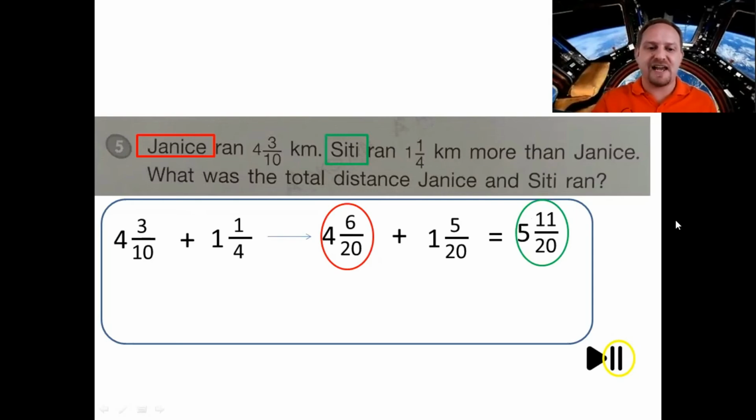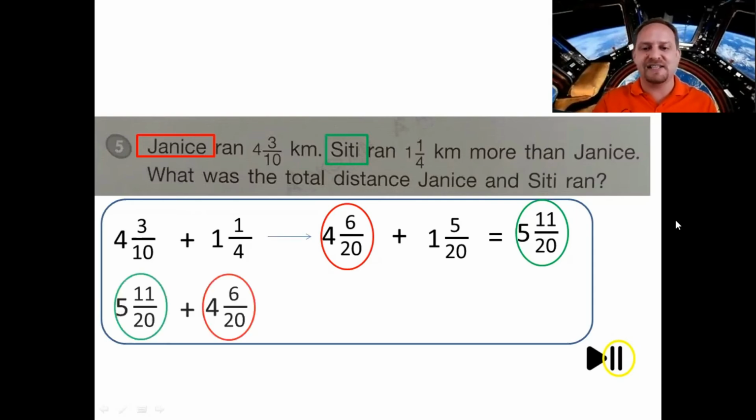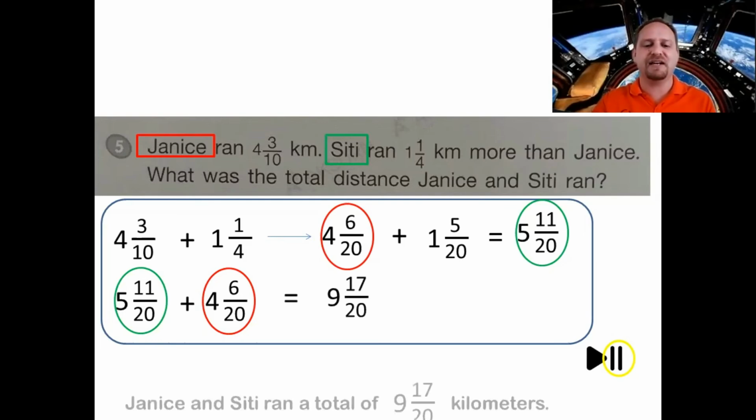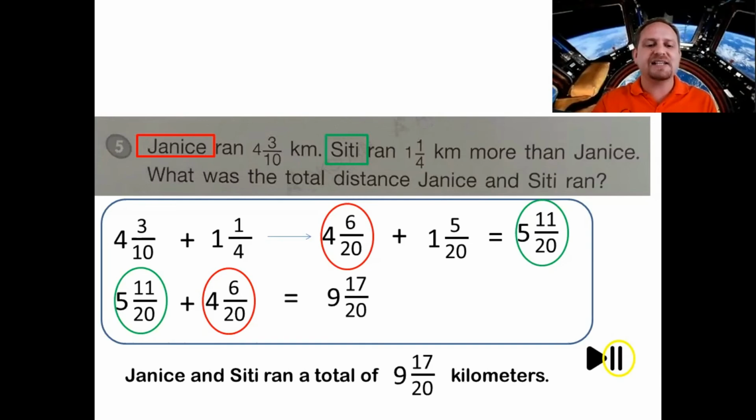Our next step would be to plus these 2 numbers together, okay? So 5 and 11 over 20 plus 4 and 6 over 20 equals 9 and 17 over 20. And your sentence should look something like this. Janice and City ran a total of 9 and 17 over 20 kilometers.